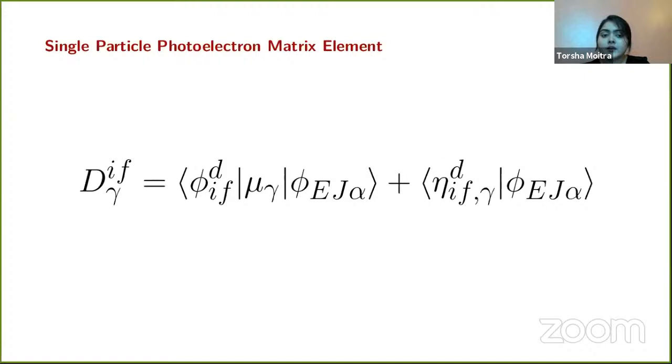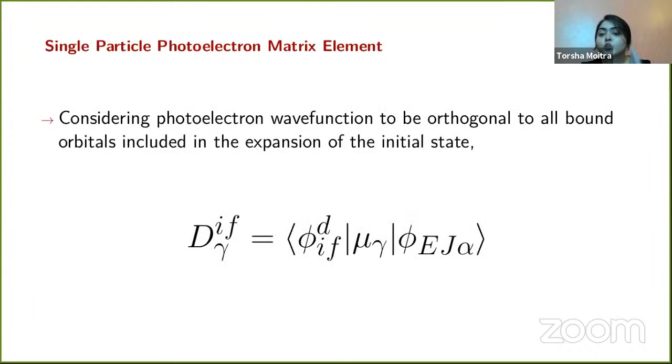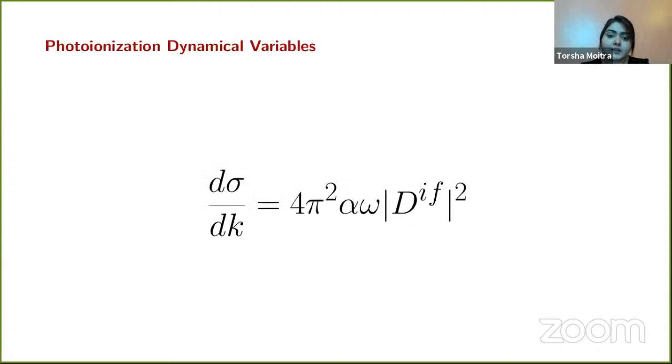Considering the photoelectron wave function to be orthogonal to all the bound orbitals included in the initial state expansion, the conjugate Dyson term vanishes. And then our photoelectron matrix element acquires a very simple notation, which is basically just the overlap of the Dyson orbital and the continuum wave function connected by the electric dipole operator. Here, gamma is the Cartesian component. This photoelectron matrix element is used to compute the differential cross-section d sigma dk.